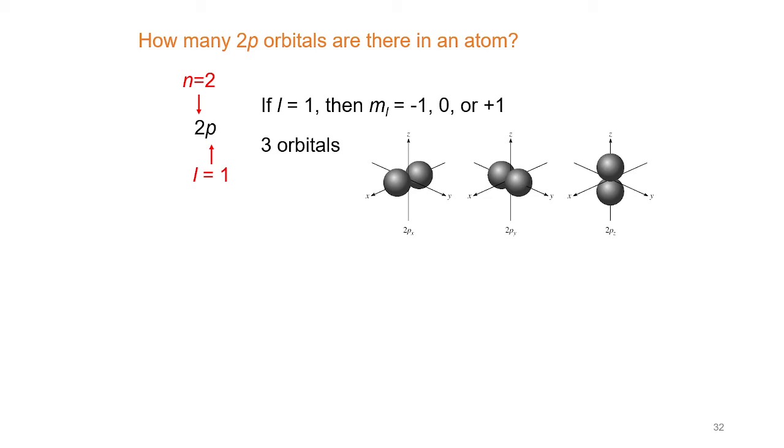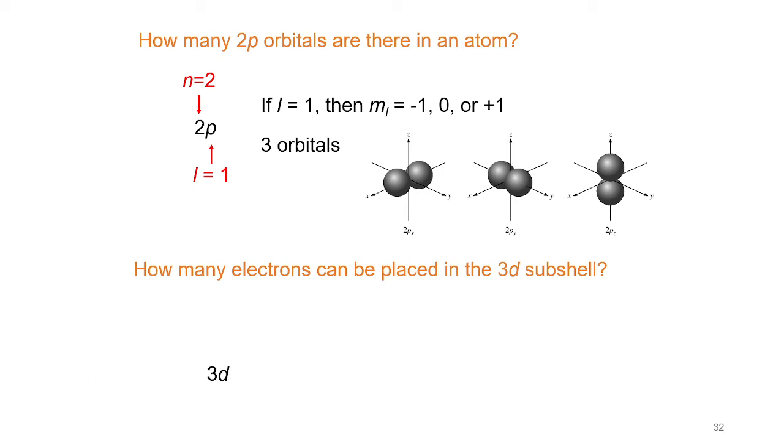These are the three orbitals. So how many electrons can be placed in the 3d subshell? In here, the first thing you need to do is identify the energy level, and that is obvious. So we have there n = 3. Then identify the L. Since this is d, L is equal to 2.